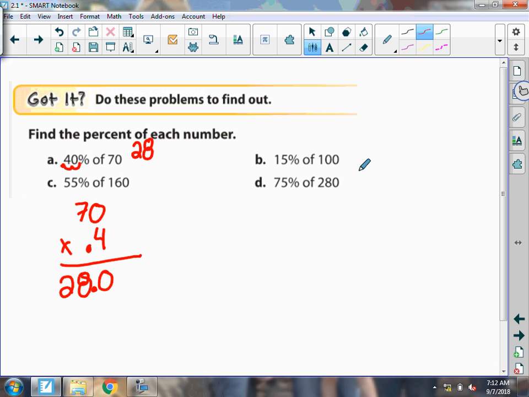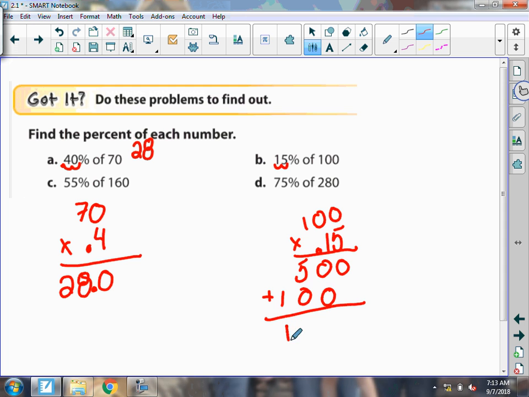For B, 15% of 100. So we move our decimal 2 places to the left. So that's 0.15. I'm going to multiply that by 100. 5 times 0 is 0. 5 times 0 is 0. 5 times 1 is 5. 1 times 0 is 0. 1 times 0 is 0. 1 times 1 is 1. How many decimal places do I have here? 1, 2. My answer for B should be 15.